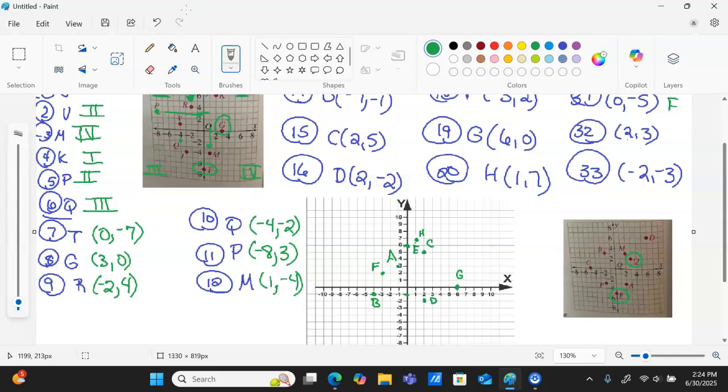And then 2, 3. So right 2, up 3. Right 2, up 3 is M. Negative 2 would be left 2, down 3. So left 2, down 3 would be P. And that is section 110.